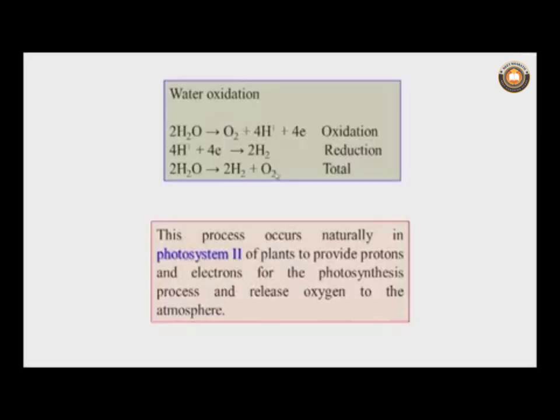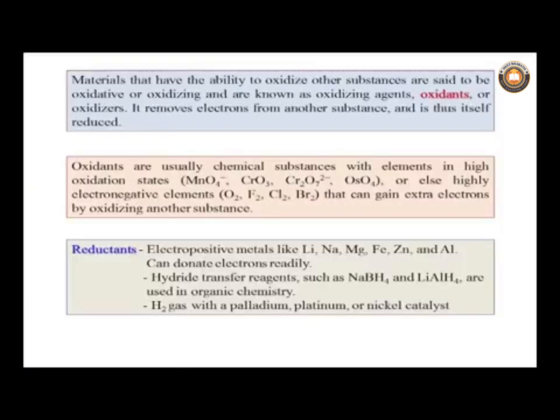So, the very basic reaction for our survival, photosystem 2 or PS2, is that there is a typical oxidation reaction that nature does for us. In this class of redox reactions, we can have some material that has the ability to oxidize another substance, and it is said to be oxidative. That means it is the oxidizing agent, or oxidant, or oxidizer.